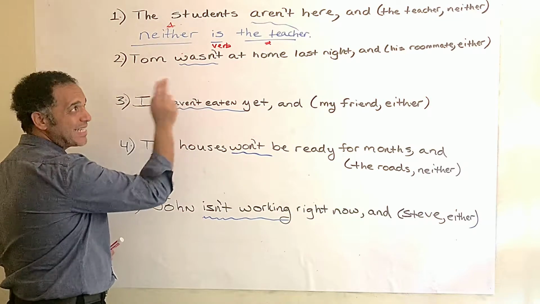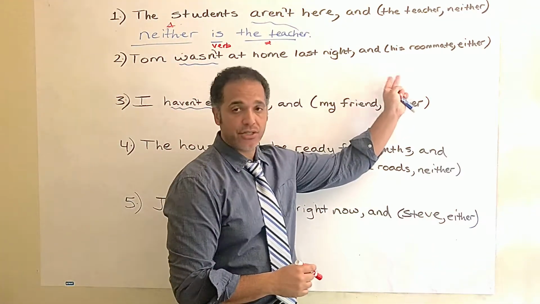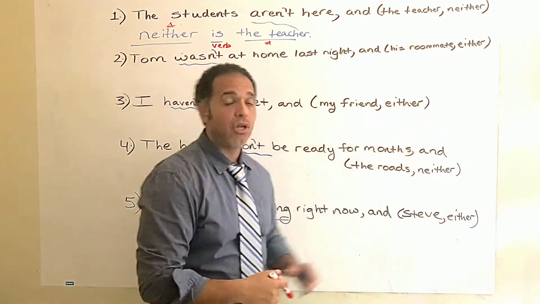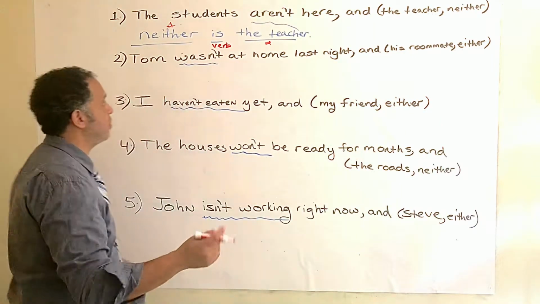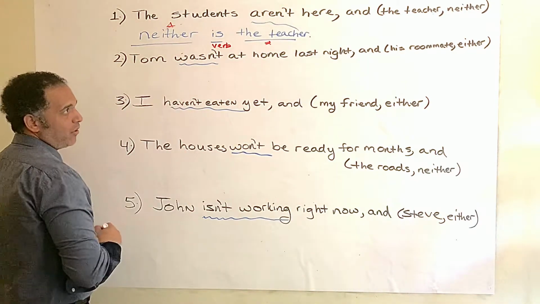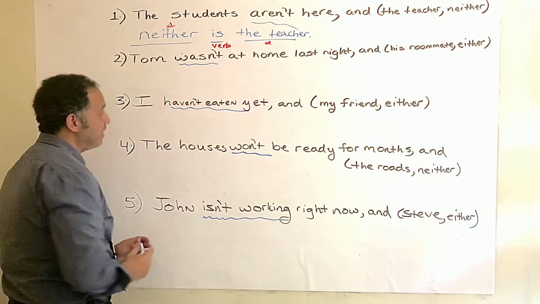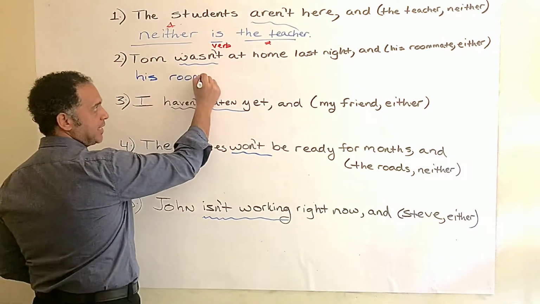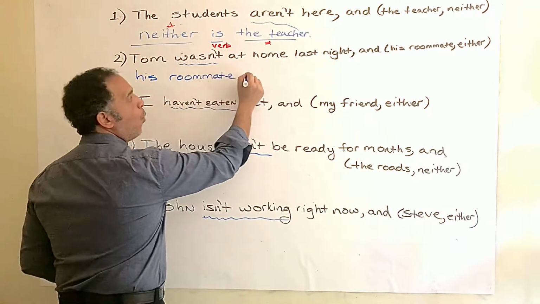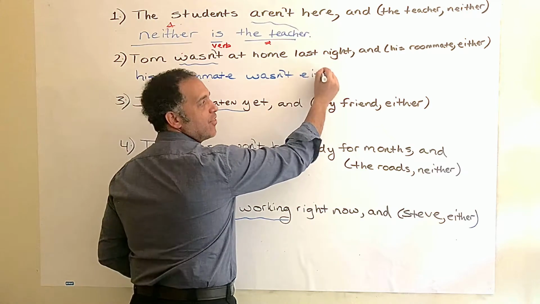Tom wasn't at home last night and it says his roommate and then either. When we have either, it's constructed a little bit differently than neither. So, Tom wasn't at home last night and his roommate wasn't either.